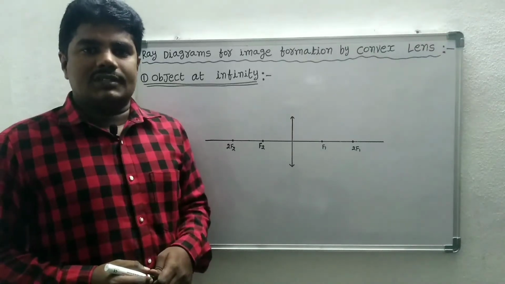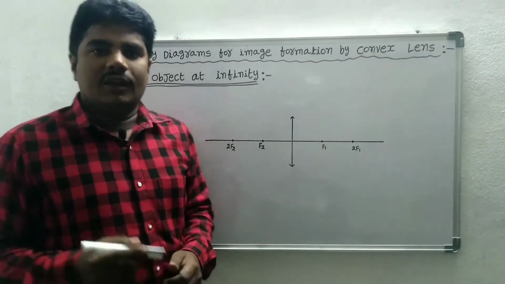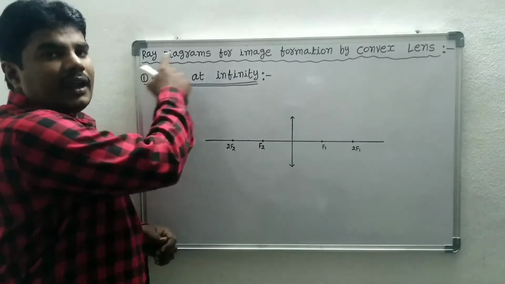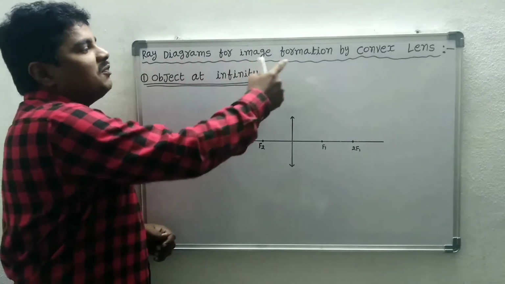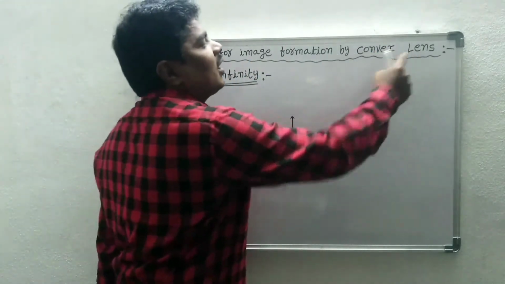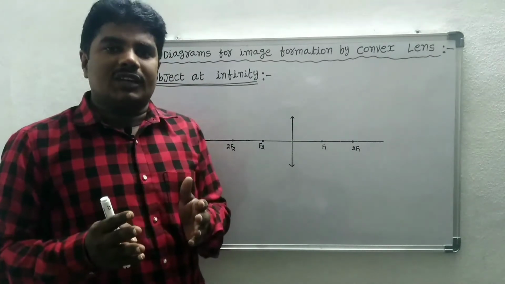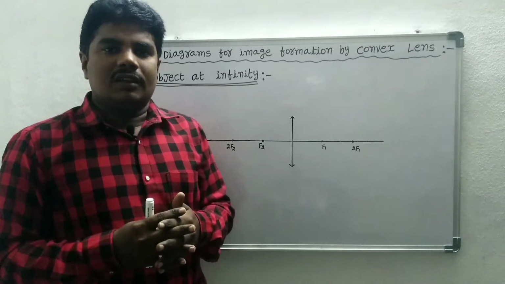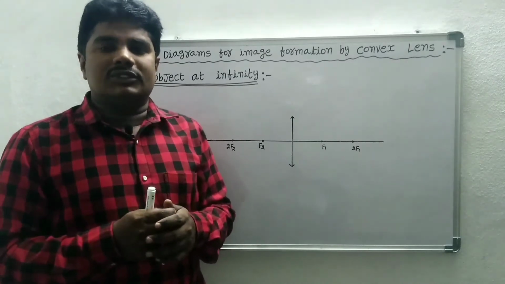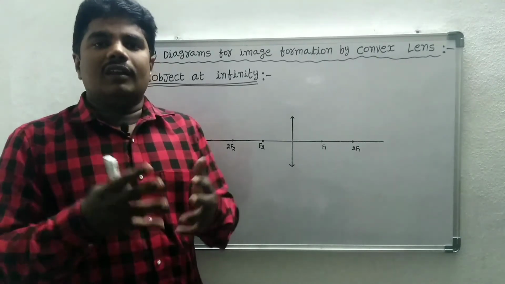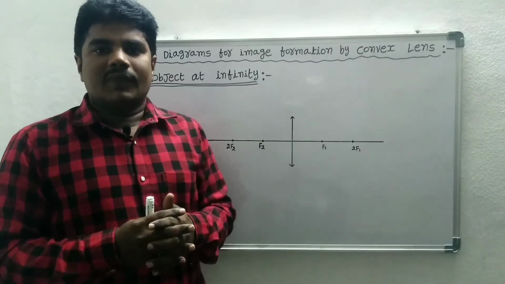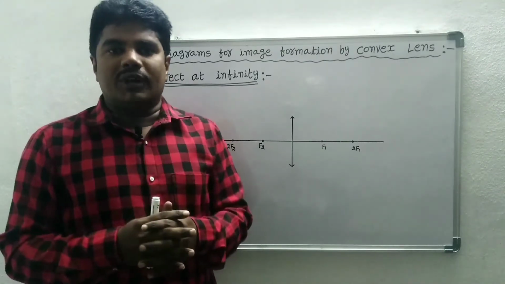Good evening students. Today in this session we discuss ray diagrams for image formation by convex lens. That means we keep the object at different positions and draw the ray diagrams to know where the image will form, and summarize all the points.